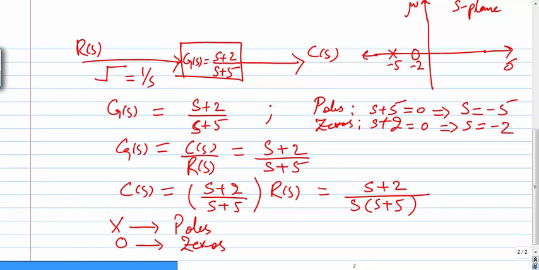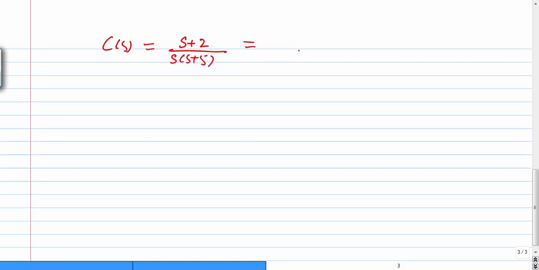Now we are interested in the response. From the response, this is the equation we are getting. As we know, we have to calculate in the time domain using the inverse Laplace transform, so if you remember, you have to perform partial fractions. So we have s plus 2 divided by s into s plus 5. You have to do partial fractions like this, if you remember.